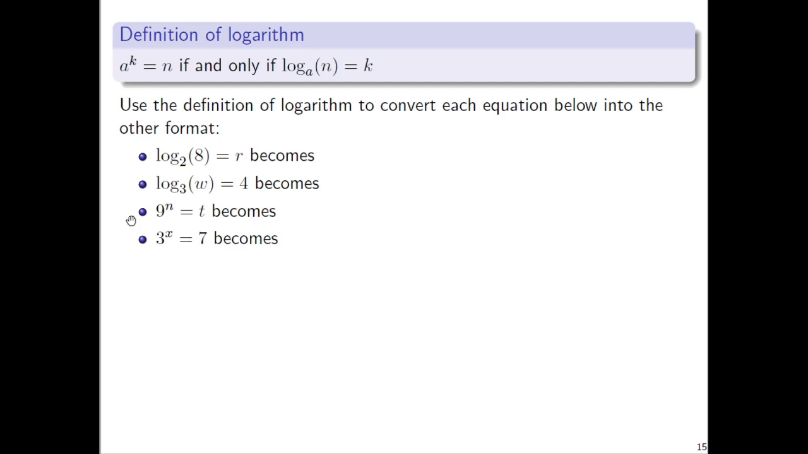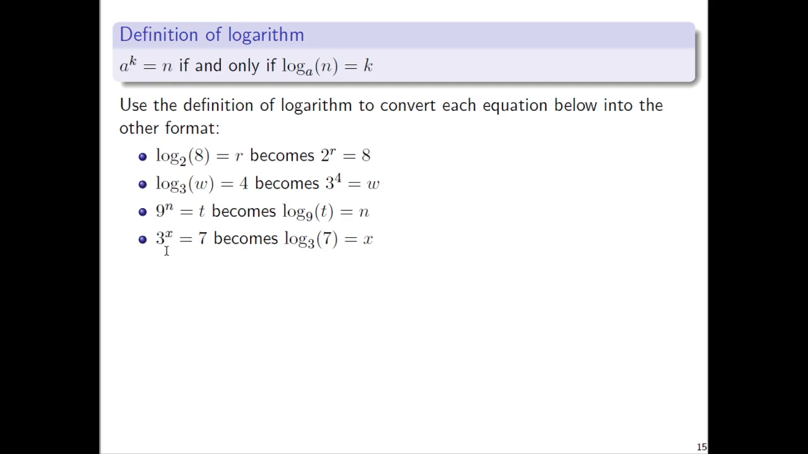Okay, so I hope you really did try that. So log base 2 of 8 equals r becomes 2 to the r is equal to 8. What's going on is the a is the 2, the 8 is the n, and the r is the k, right? And then we write a to the k equals n, now it is 2 to the r equals 8.